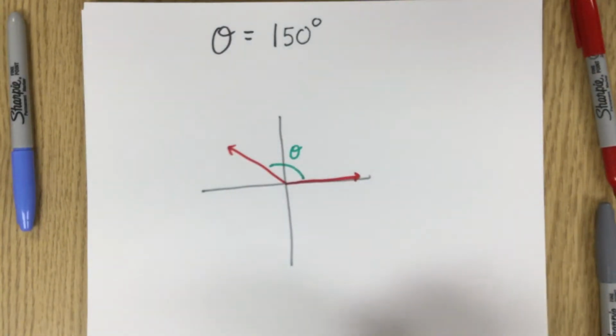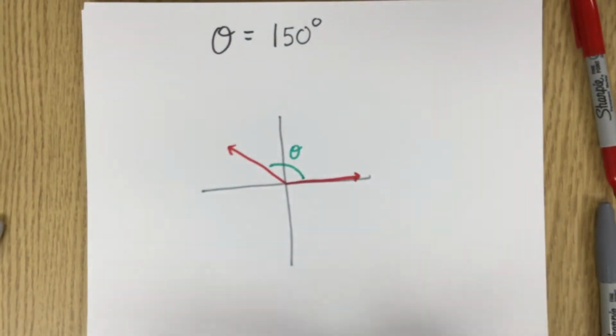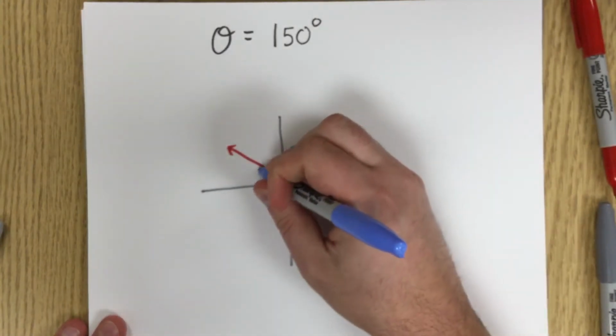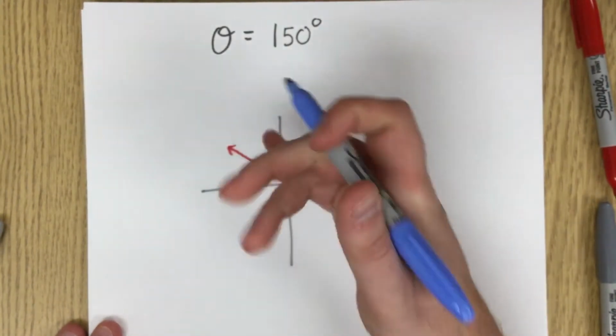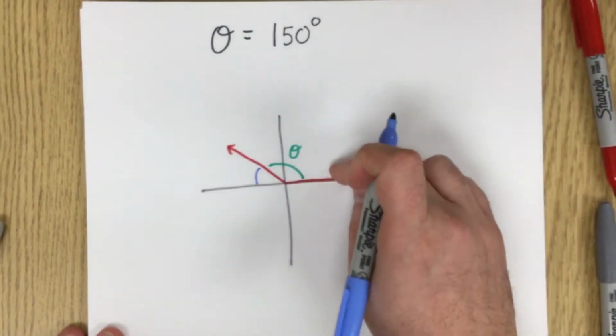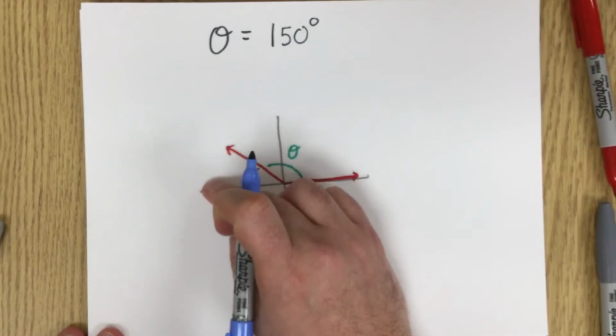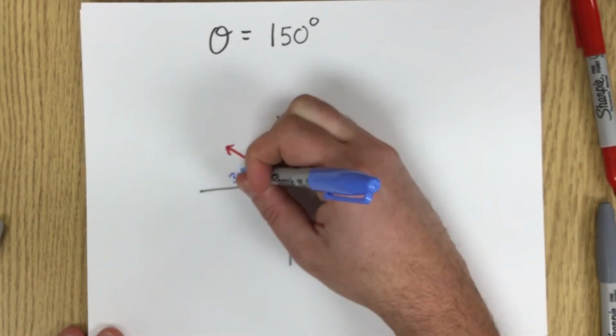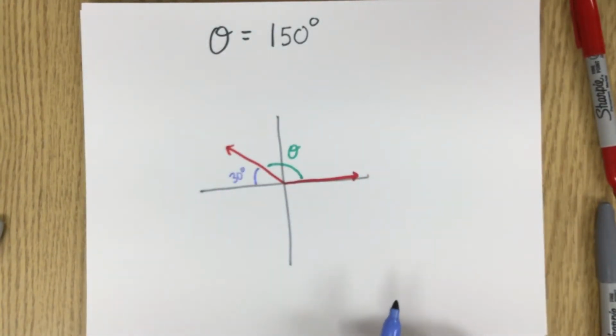What we often care about, as we're going to come to later, we often care about the angle between the terminal arm and the x-axis, positive or negative. So if this is 150 and the whole thing is 180, then this angle over here is 30 degrees.